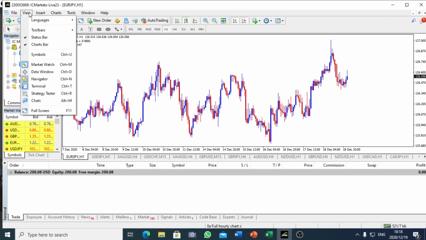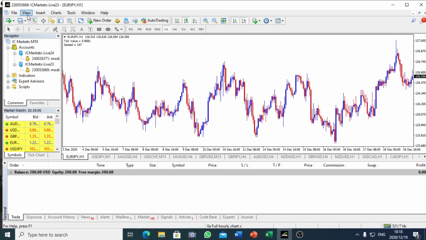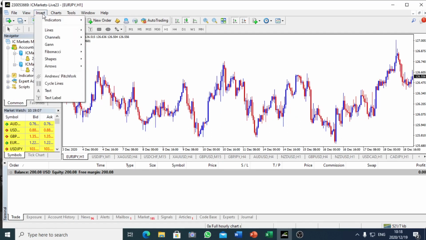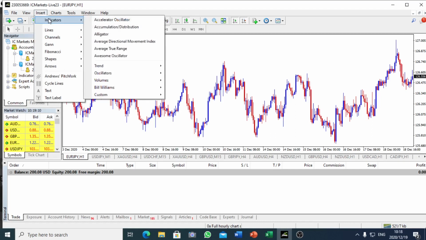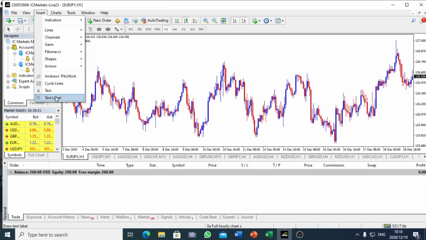Go into the views. We have toolbars here. What we have here, we selected what we wanted. Insert indicators. Remember we had indicators from this area right here, navigator area. You can also have indicators here and a whole lot of stuff here.